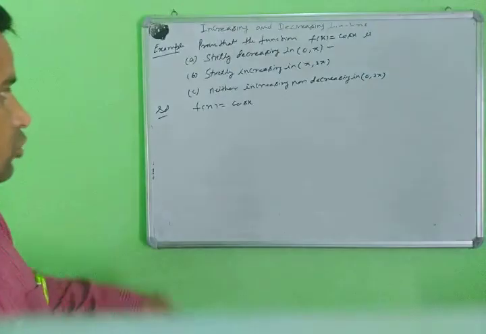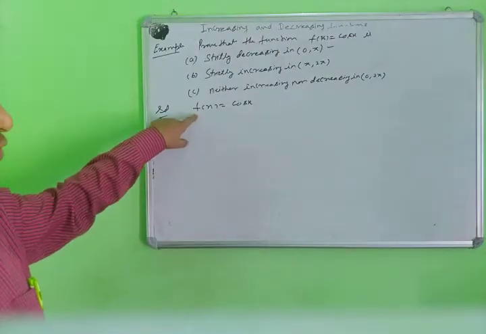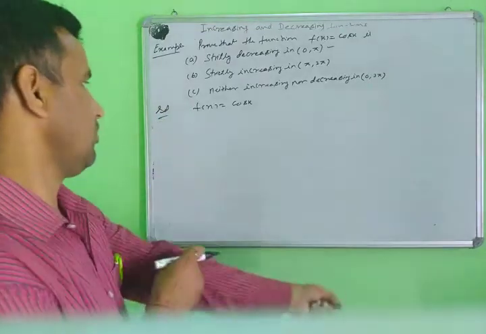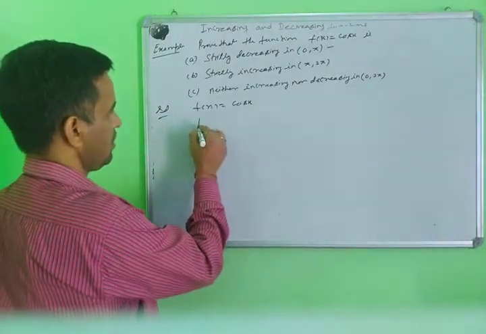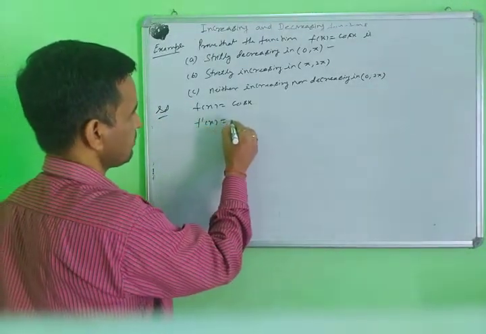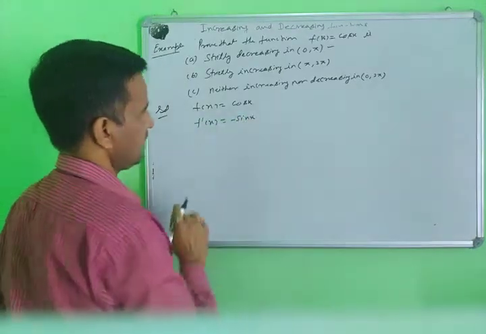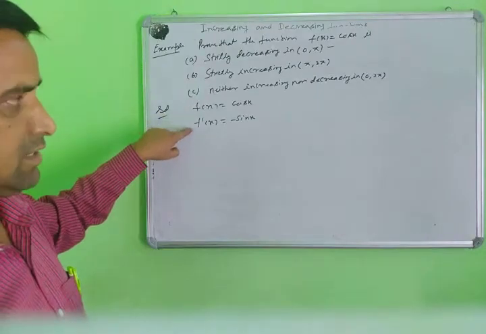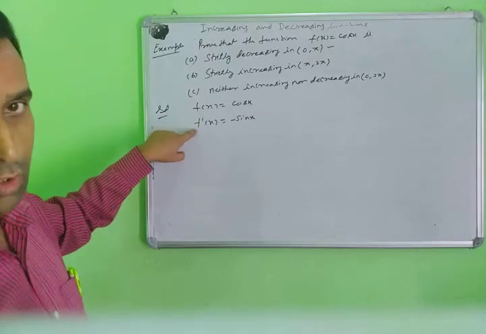First you will find the slope of this function. How to find the slope here? You will differentiate, then we get the slope of this function. Differentiating with respect to x, we get minus sin x. This is the given function and the slope of this function.